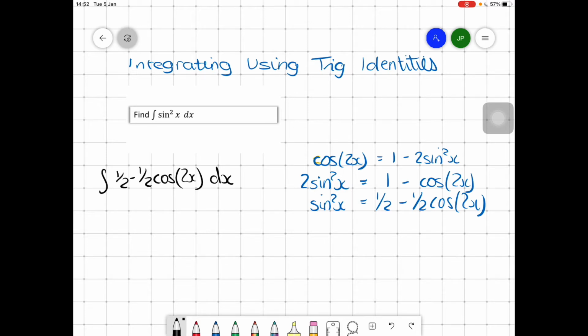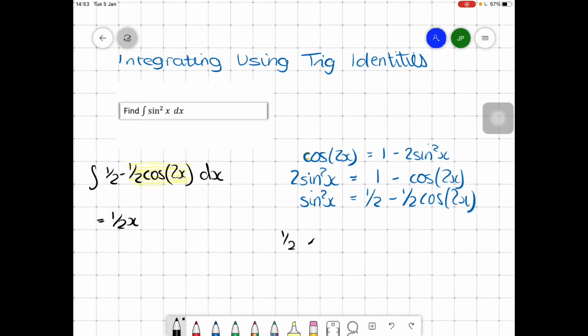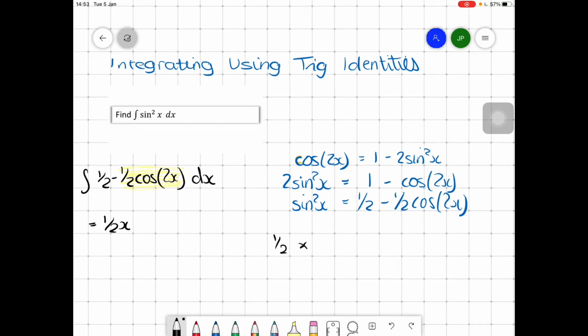So a half is going to integrate to a half x. My half cos 2x, okay, again, we need to think carefully about this. So if I think about what we did last lesson, if I take my half cos 2x, I'm going to just move it over here. So I'm going to rewrite that as a half times by cos 2x, and then I'm going to think about integrating. Okay, obviously my half isn't going to change.